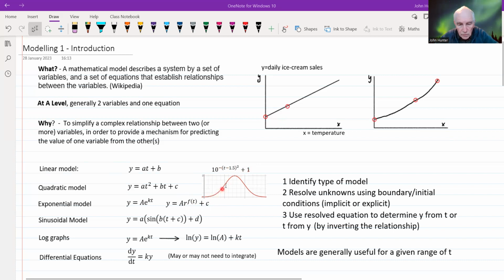So we've got a curved thing, but it doesn't carry on curving and going upwards like an exponential model. It sort of reaches a peak and comes back down again. Okay, so that's a possibility.